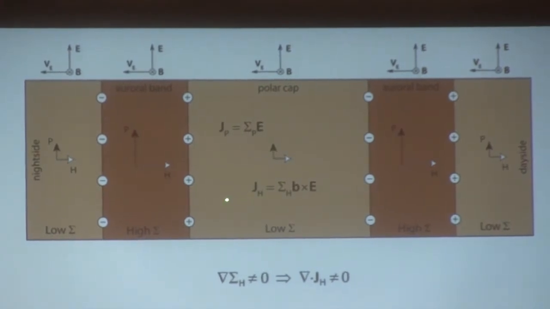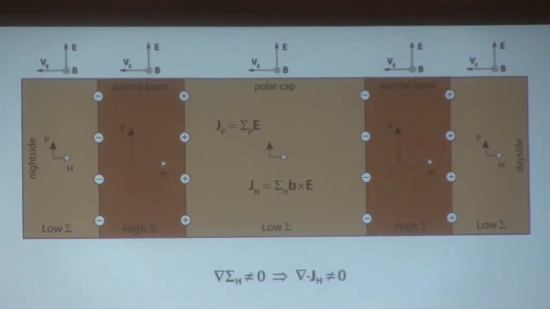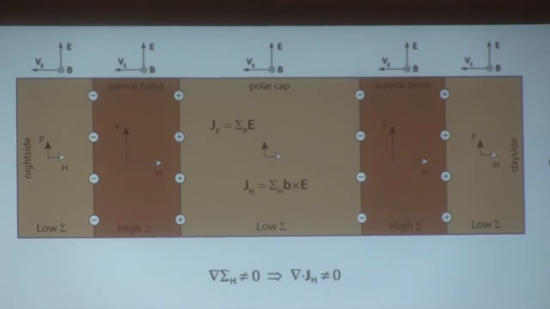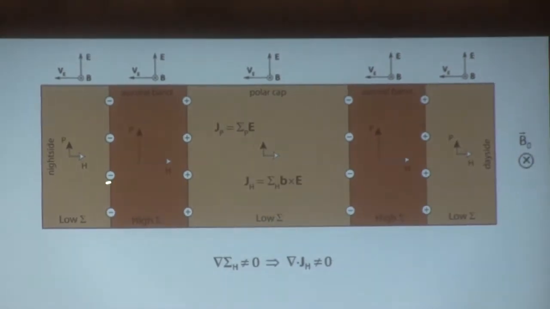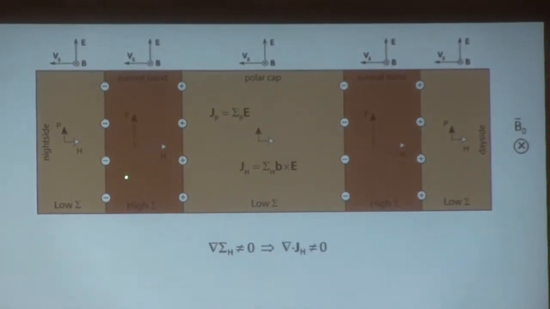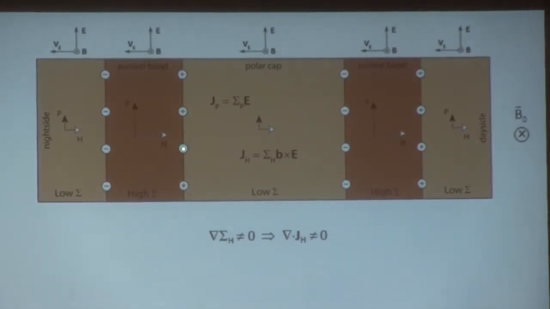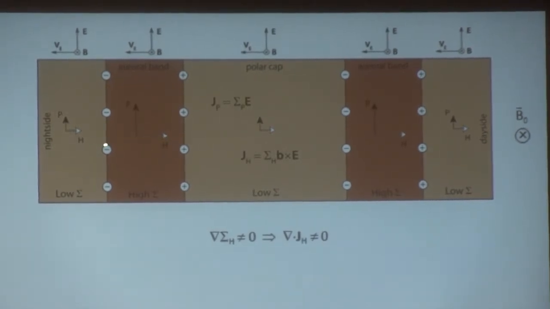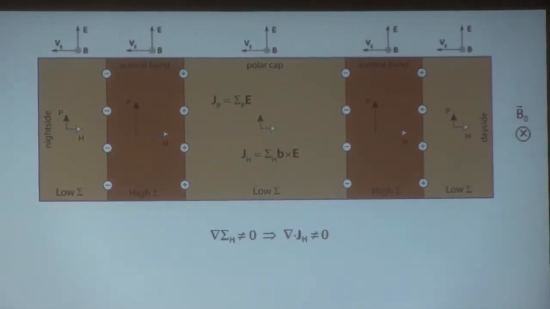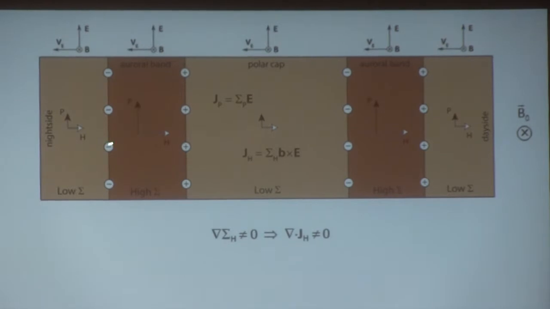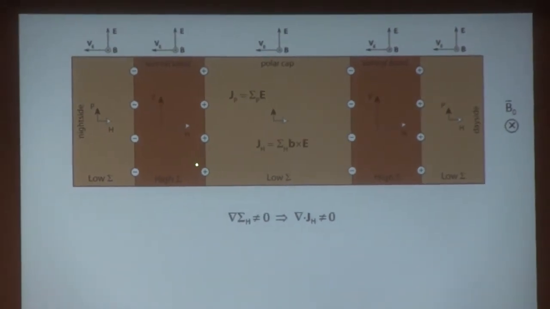And of course the Hall currents go in just the opposite direction of the E cross B drift. And so you have a Hall current that's flowing in this direction. And there must be a divergence in the Hall current at the divergence or gradients in the Hall conductance, because here, for the same electric field in these two regions, the conductance is higher in the band than it is in the polar cap, and so therefore there's a divergence in the Hall current at this discontinuity.